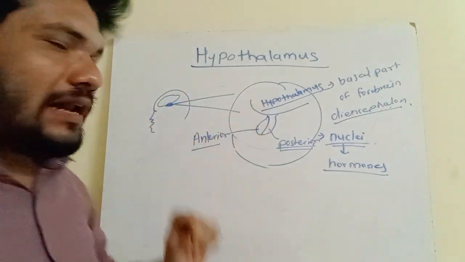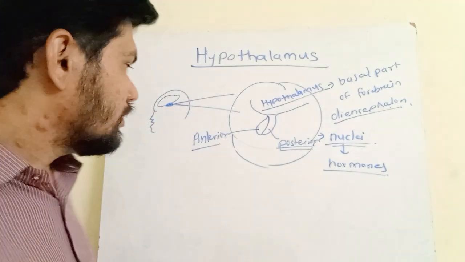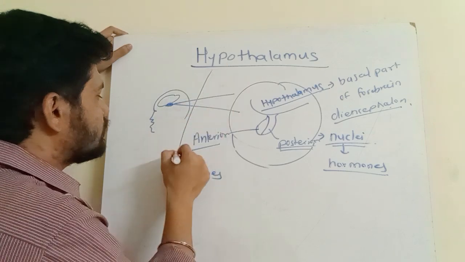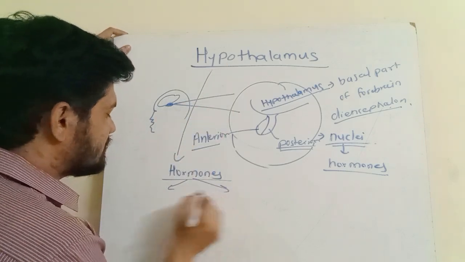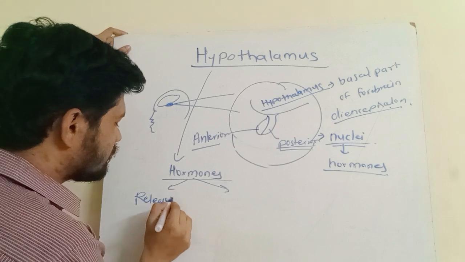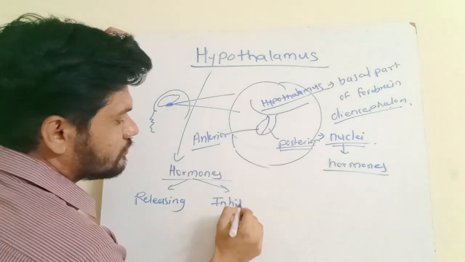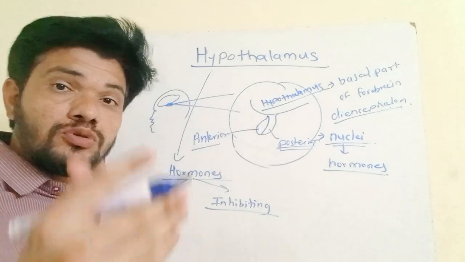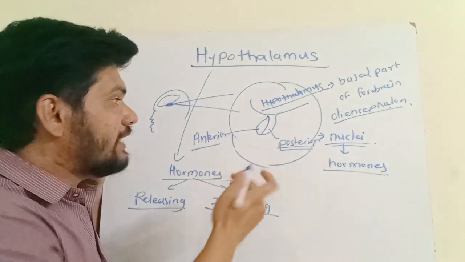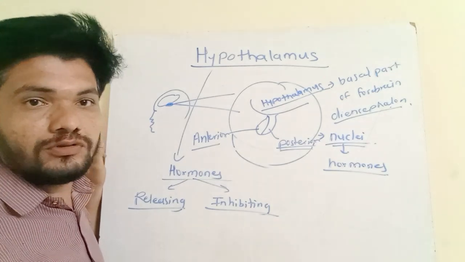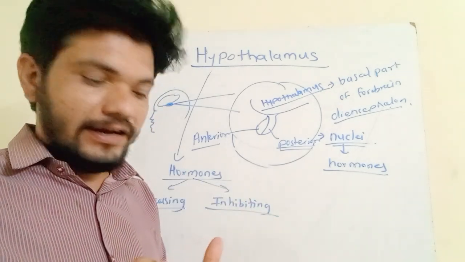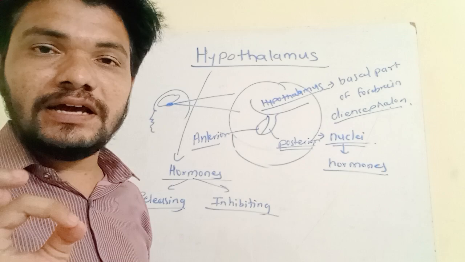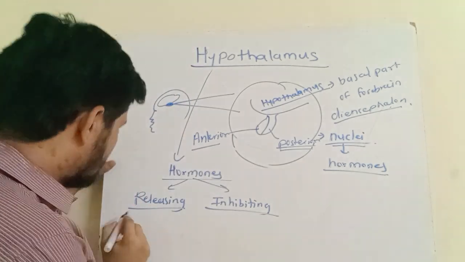Okay, so the hypothalamus secretes two types of hormones. First is the releasing hormone, the second is the inhibiting hormone. The releasing hormone will stimulate the secretion of pituitary hormones. It will activate the pituitary gland and help it release those hormones. For releasing hormones, there is one example given in the NCERT that you have to remember, that is GnRH.